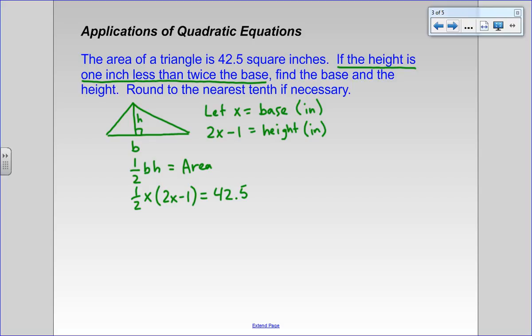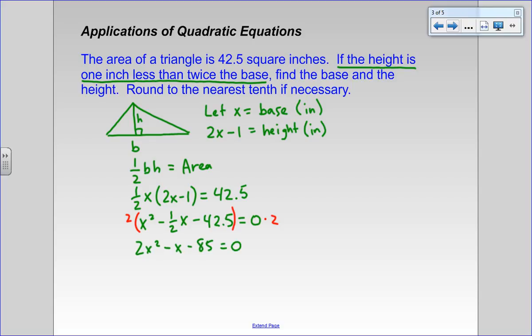To solve the equation, let's apply the distributive property. 1/2 x times 2x is simply x squared, and then 1/2 x times -1. And then let's subtract 42.5 from both sides, so that the right side of the equation is equal to 0. Now to solve this equation, it might be easier if we clear the fraction and the decimal from the left-hand side. So let's multiply both sides of this equation by 2. Now we have 2x squared minus x minus 85 equals 0.